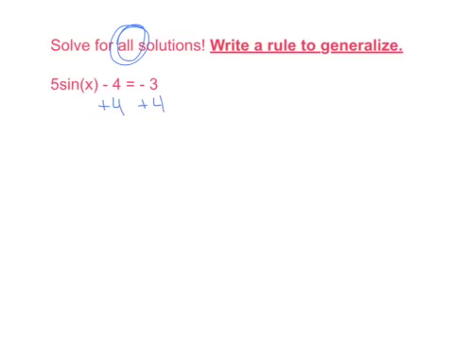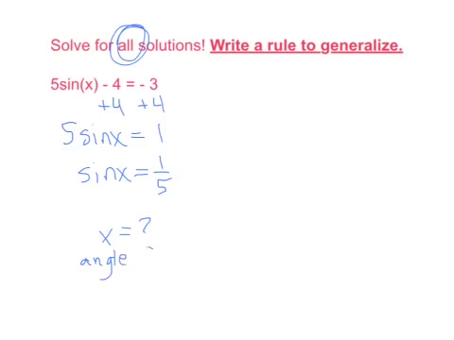I'm going to work with this equation but maintain the equality. We have 5 sine of x equals 1. Sine of x will equal 1/5. That's not a ratio I'm familiar with. It's not a special angle, but we're trying to solve for x, an angle, actually a whole bunch of angles. This equation has infinite solutions.